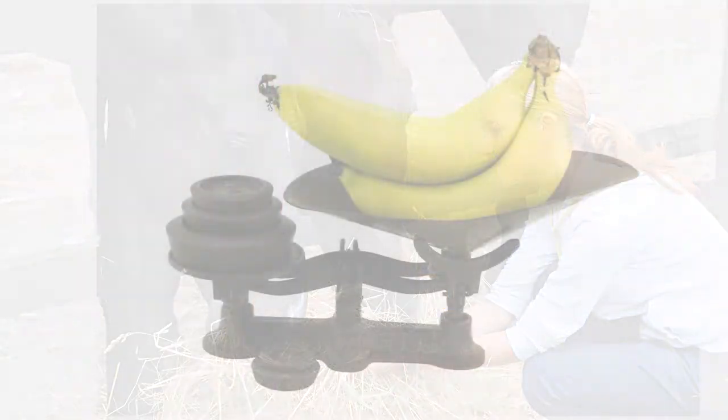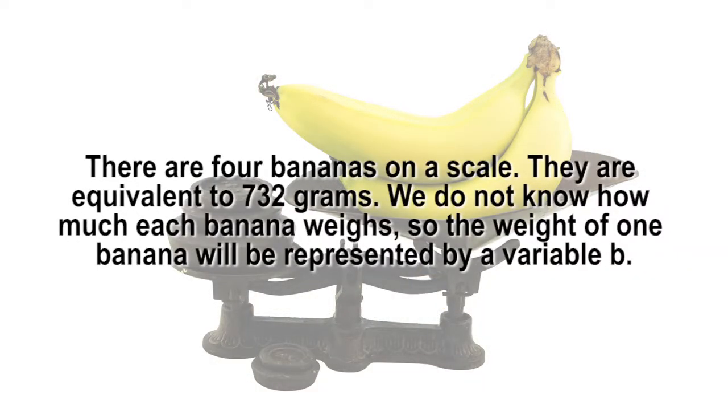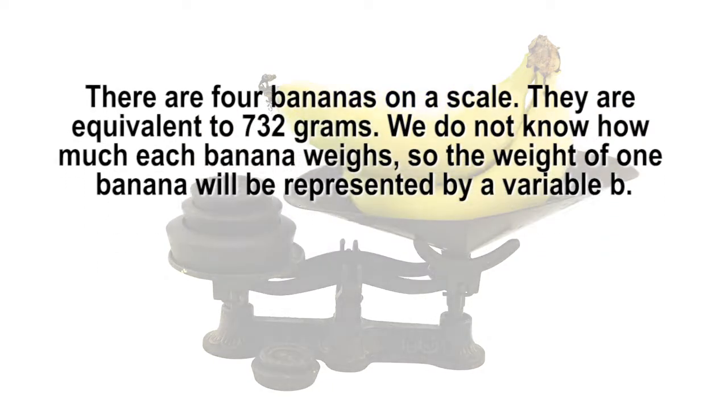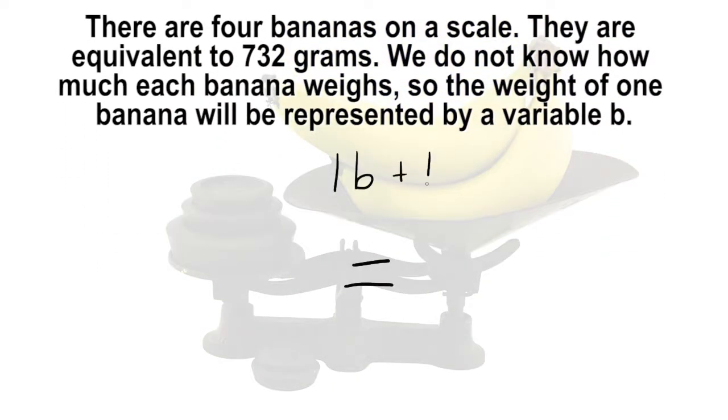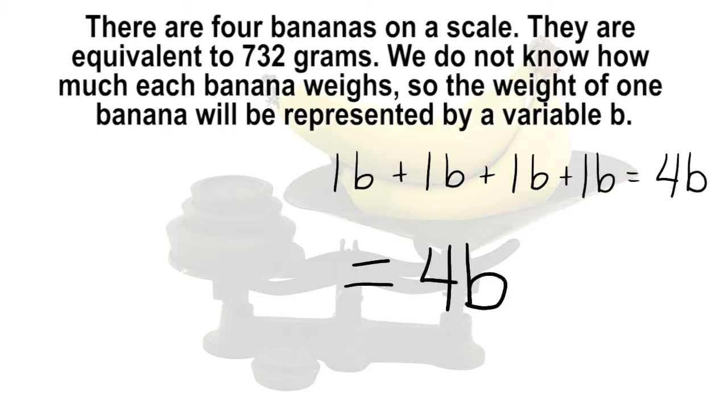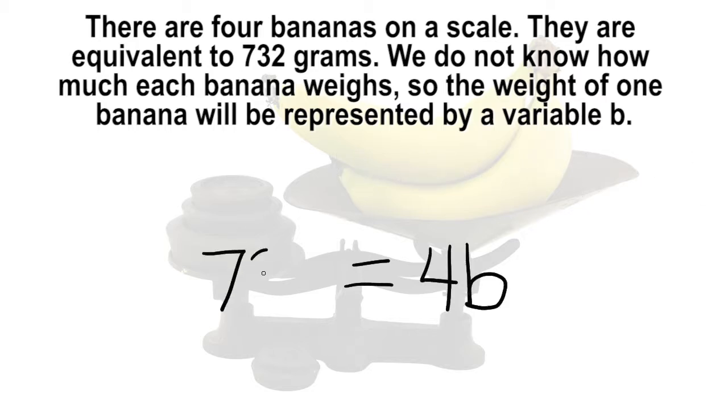Let's try one final problem. There are 4 bananas on the scale. They are equivalent to 732 grams. We do not know how much each banana weighs, so the weight of one banana will be represented by a variable b. The right side of the equation has 1b plus 1b plus 1b plus 1b, or 4b. The left side of the equation has 732 grams. We can write this equation as 732 equals 4b.